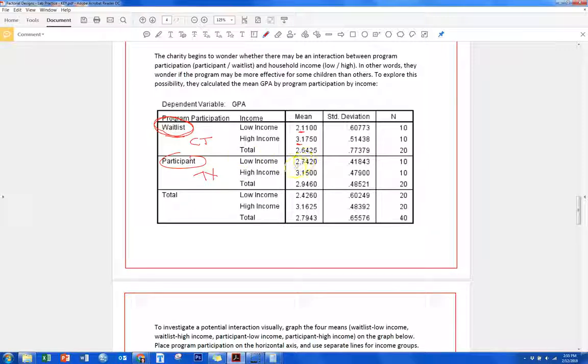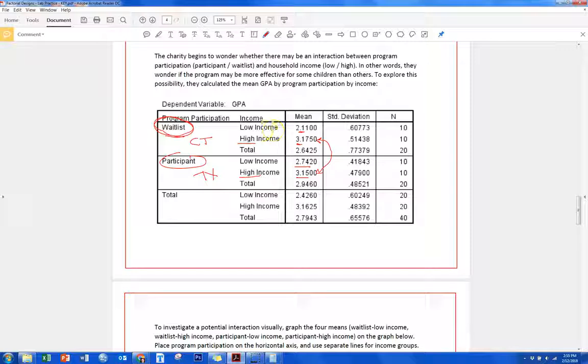Among the participant group, TX stands for treatment condition. The low-income kids had a mean of 2.74. The high-income kids, 3.15. So if you look at the high versus high, 3.15 versus 3.17, those are very close. There's not really much of a difference. So if you're only looking at high-income kids, it doesn't really matter which group they're in. They're scoring about the same. They basically have a B average.